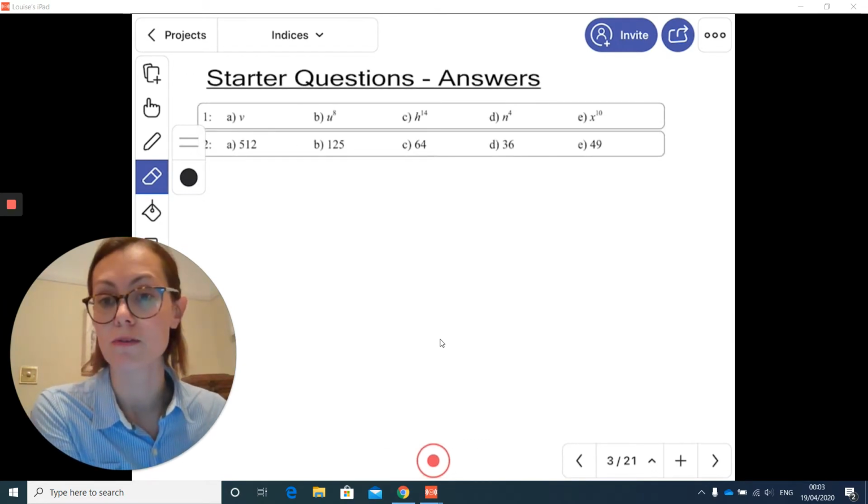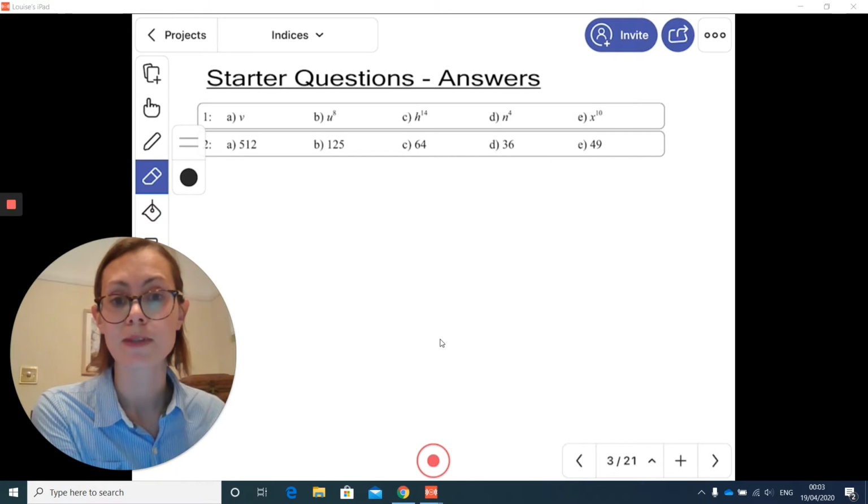So number 1A should be V or V to the power of 1. B should be U to the power 8. C should be H to the power 14. D should be N to the power 4. E should be X to the power 10. Question 2, we should get 512, 125, 64, 36, and 49.